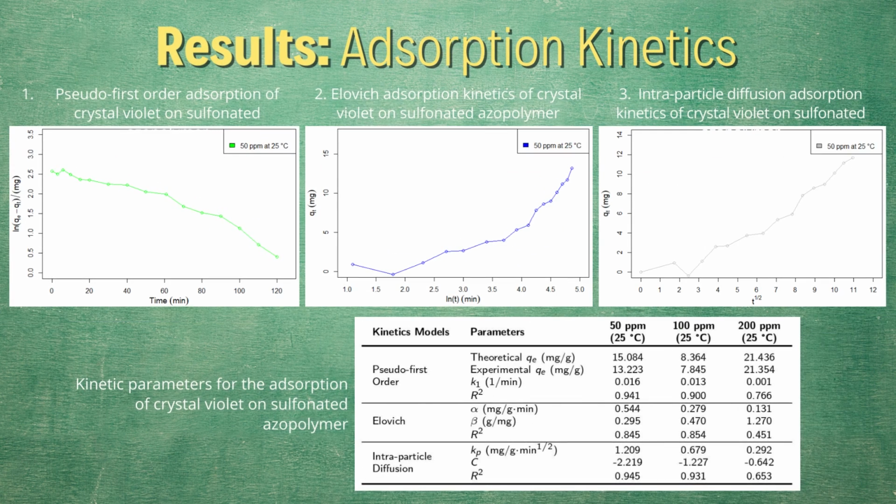The following graphics represent the results of the adsorption kinetics experiments according to different models. 1. Pseudo-first-order adsorption. 2. Elovich adsorption kinetics. And 3. Intraparticle diffusion adsorption kinetics of crystal violet on sulphonated azopolymer. Subsequently, a table where you can see the expected results according to the model and the experimental results, as well as the values of the correlation coefficients.